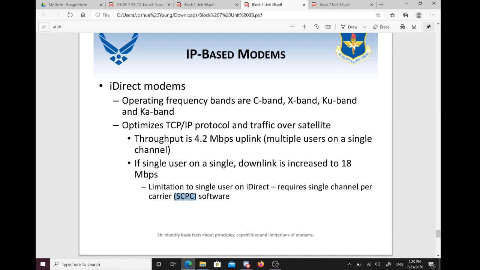But 4 bands, CX KUKA, throughput of 4.2 meg, downlink if a single user to 18 meg.